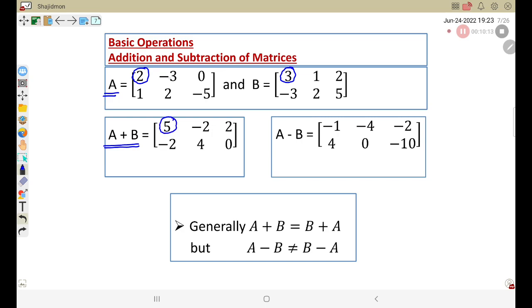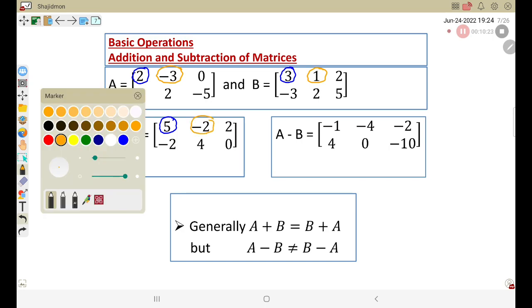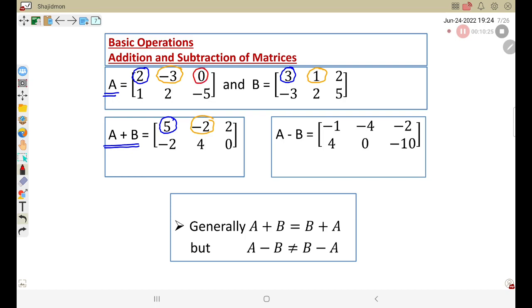Same like the others, second number with the second number. What is the second number here? Minus 3. What is the second number here? 1. Minus 3 plus 1, that is minus 2. Same, third number with the third number, correct? What is the third number? 0. Third number here, 2. 0 plus 2, that is 2, correct? Now fourth number, 1 plus minus 3, minus 2. 2 plus 2, 4. Minus 5 plus 5, it is 0. So this is the A plus B matrix.